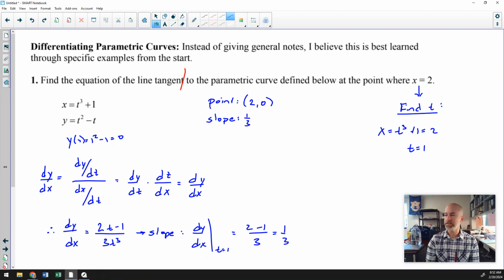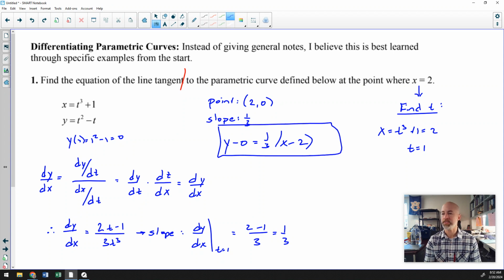And then the last simple step, write the equation of the line tangent. I like point slope form. Y minus my y coordinate of 0 is 1/3 of x minus my x coordinate of 2. And there is our tangent line at the point where x is equal to 2.